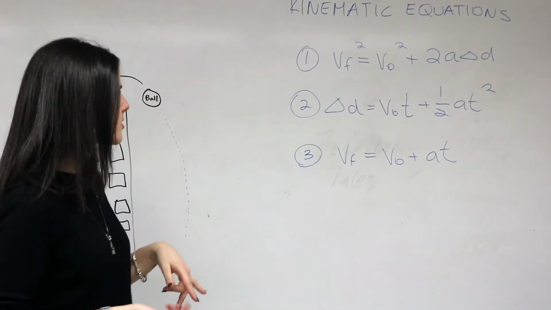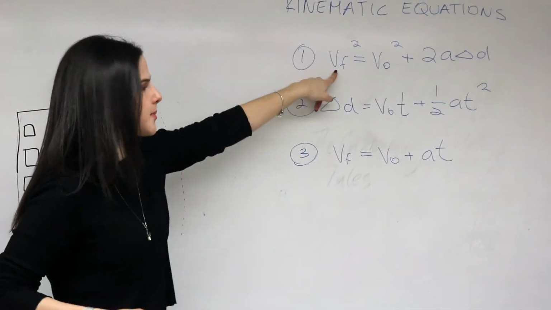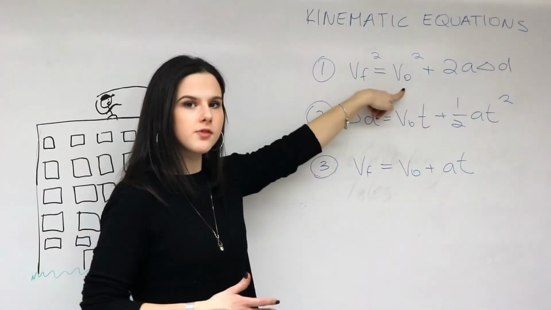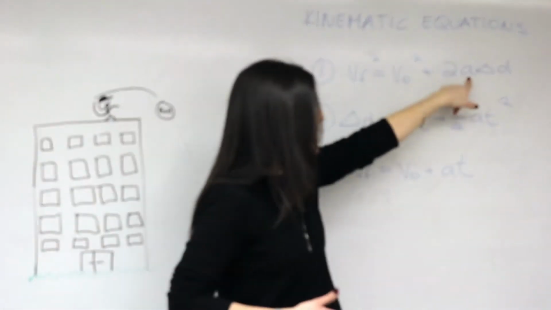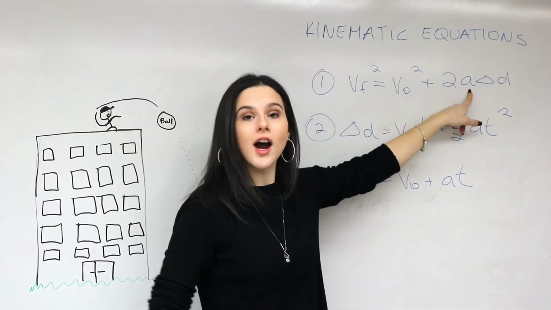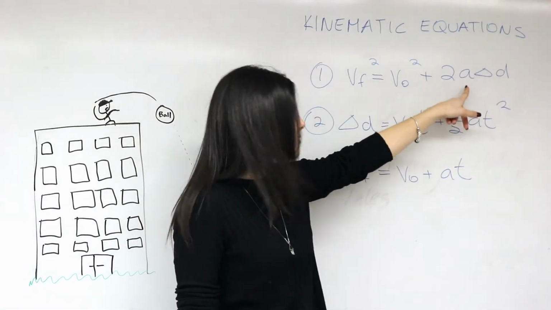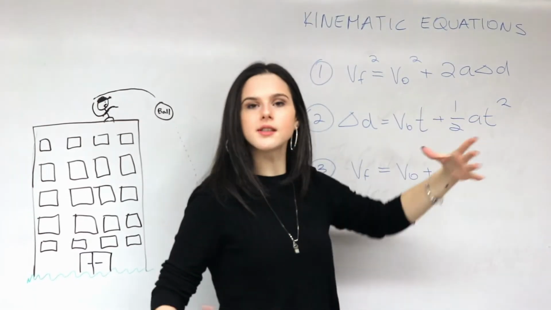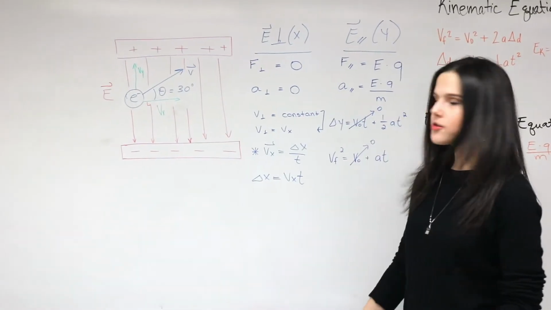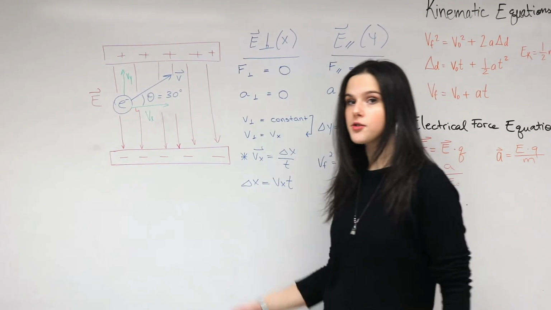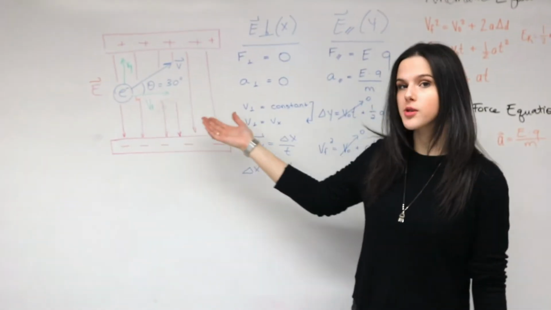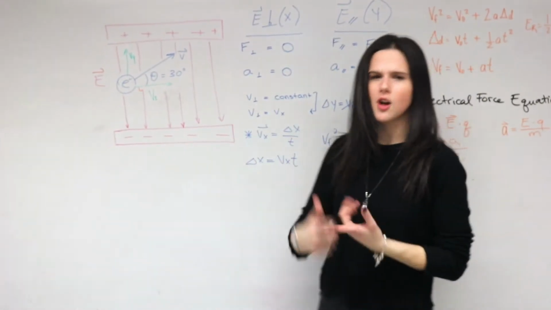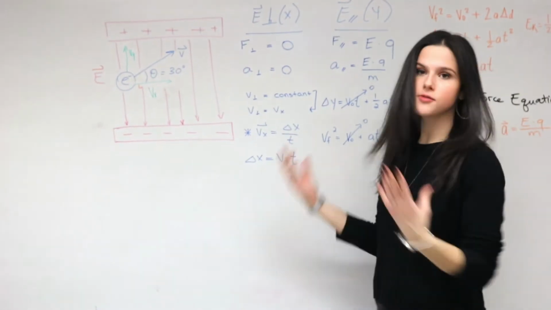All of these variables can be represented by Vf, which represents the final velocity of the particle, Vo, which represents the initial velocity of the particle, a, which represents the acceleration, so how fast it speeds up or slows down the particle, and delta d represents the actual displacement, so the distance it traveled. We're going to explain how you can calculate all the factors that go into a charged particle moving through an electric field. In that case, it would be its velocity, its displacement, and all of those things.